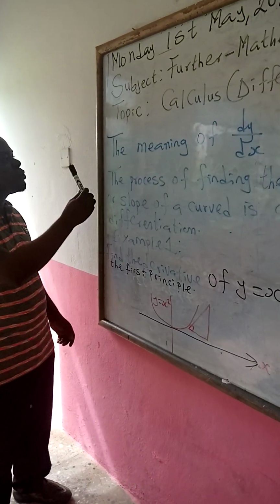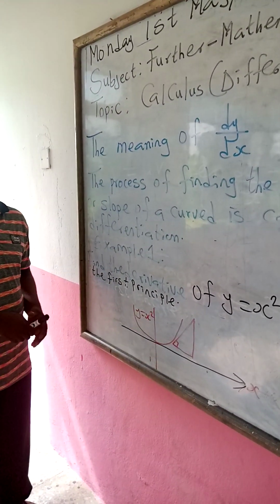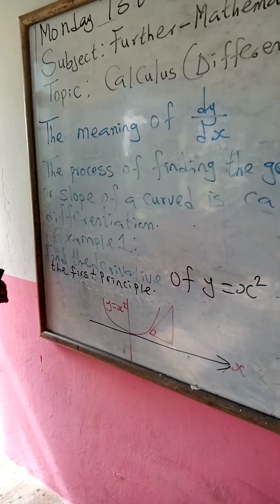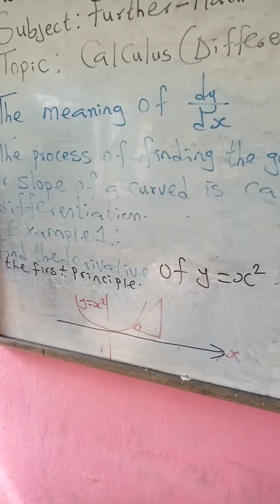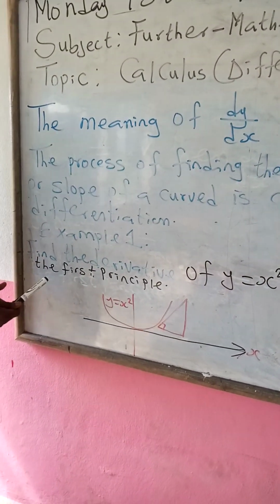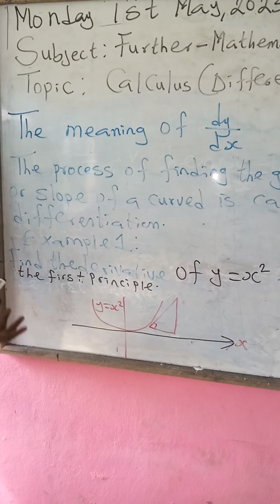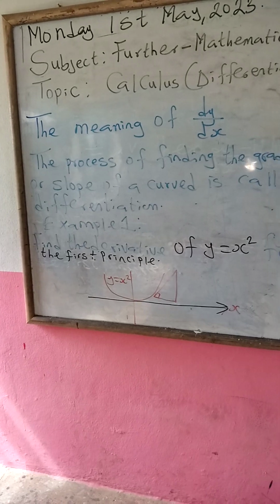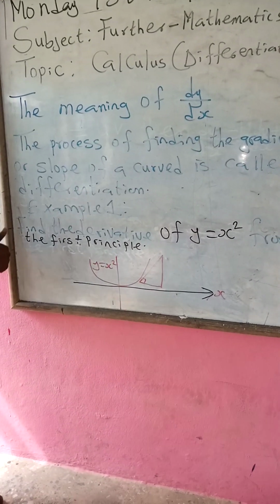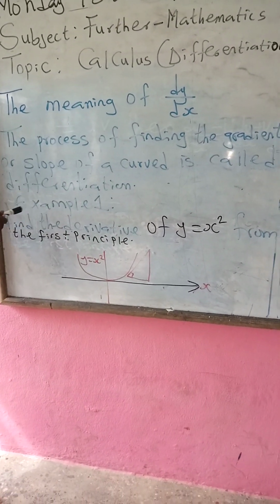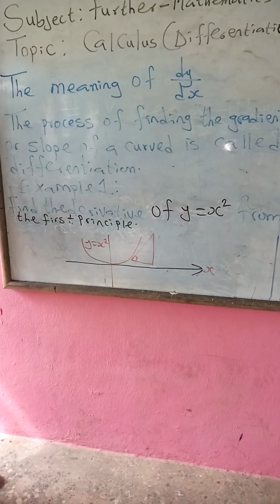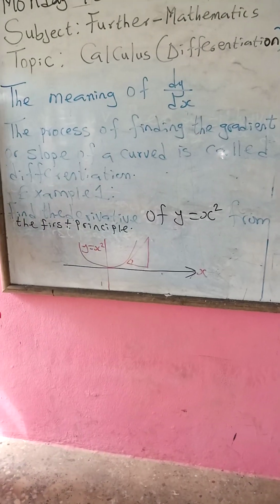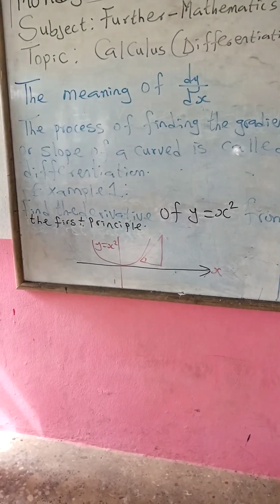The first thing we must know is the meaning of dy/dx. I'm going to teach you how to find dy/dx. The process of finding the gradient or slope of a curve is called differentiation. I know some people don't know this. That's what we mean by differentiation. When you are finding the gradient or the slope of a curve, it's called differentiation. So the first one, we are going to differentiate using the first principle.